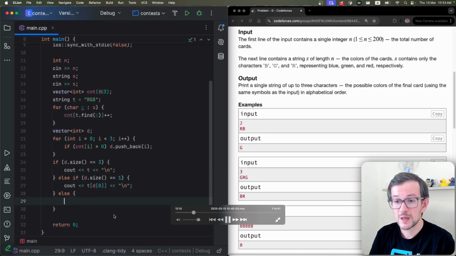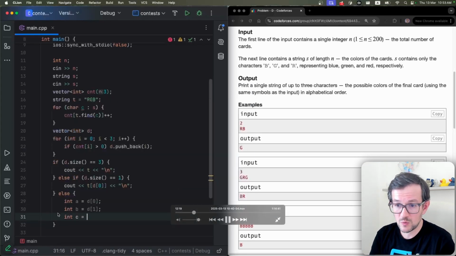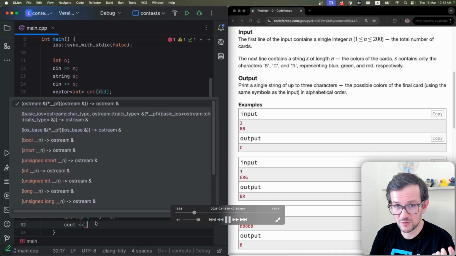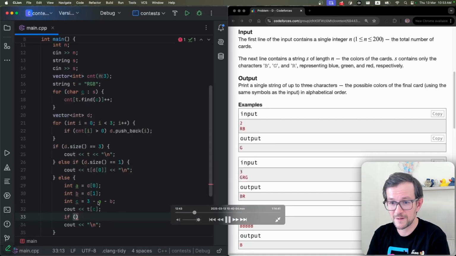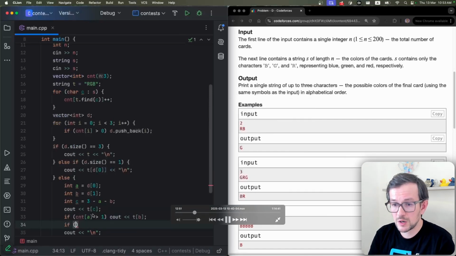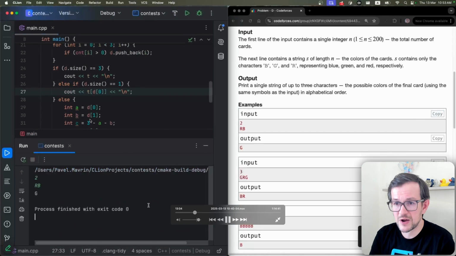Now if I have only 2 different types, let's put them in 2 variables. A is the first type, B is the second. So A and B are the 2 types present in my input. Now the third type can be calculated like this. 3 is the sum of 0, 1, and 2, so 3 minus A minus B is the third number. One of them is A, another is B, so the third one must be this. So this type C can always be created. Now types A and B can be created if I have at least two cards of this type.